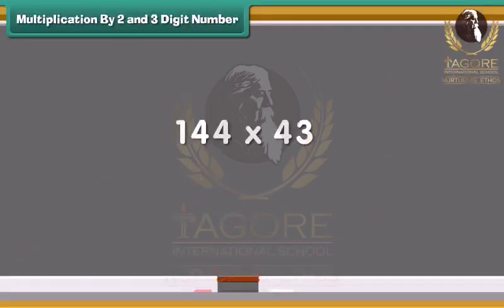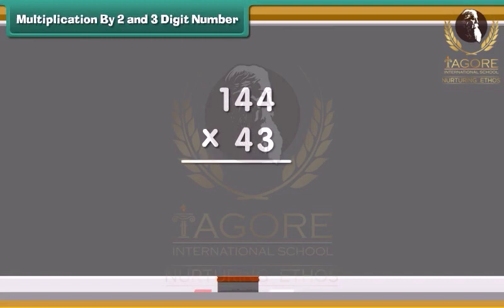Let us multiply 144 by 43. Start multiplication from the ones place. 3 times 4 is 12. Write 2 in the ones place and carry the 1 forward to the tens place. Multiply 3 with the number 4 on the tens place, that is, 12, and add 1 which was carried forward, that is, equal to 13. Write 3 in the tens place and carry the 1 forward to the hundreds place.